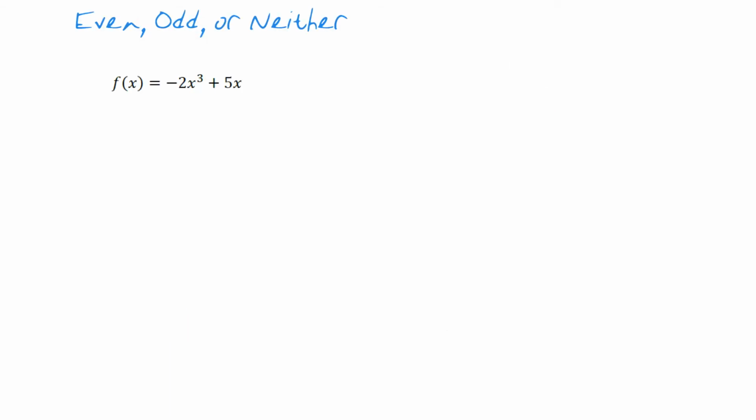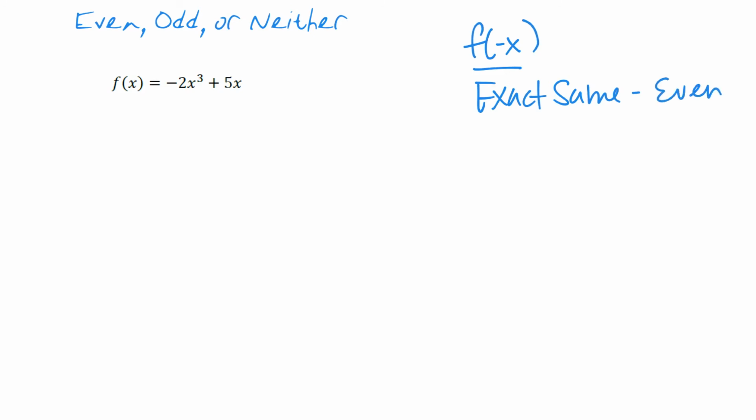So the next topic we'll talk about is even, odd, or neither. So remember that when we are algebraically trying to determine if something is even, odd, or neither, we're talking about symmetry here, and we're going to plug in a negative x. Okay, if you plug in a negative x and get the exact same thing, then it is even. If you get the exact opposite, meaning every single sign changes, that is odd. And if it does neither one of those things, then it's neither, right? Okay, so we're going to plug in our negative x.